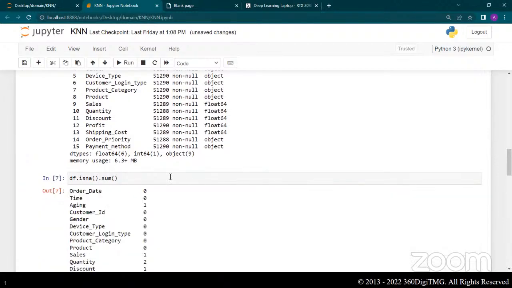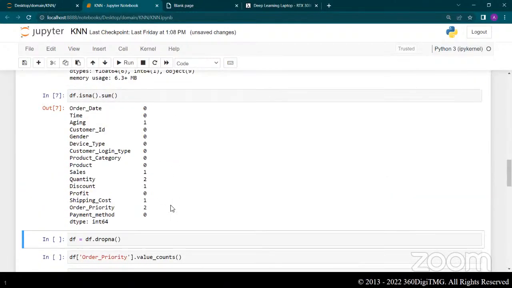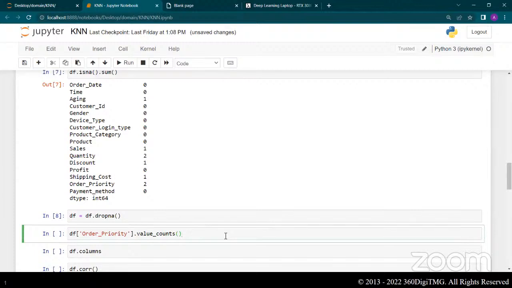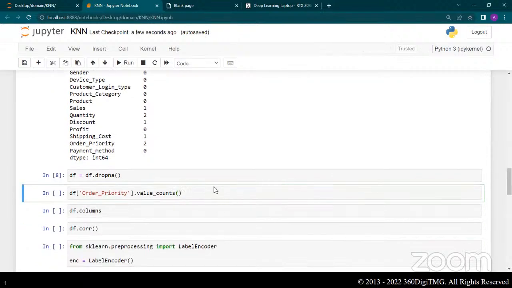So now we'll take a look at the missing values. You have 1 or 2. We don't care if you lose 1 or 2 values, it doesn't matter. Now we'll simply drop those NA values. Why? Because there are not enough NA values present within our data set for us to care about it. Okay.